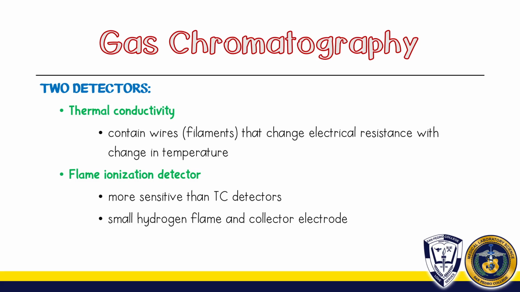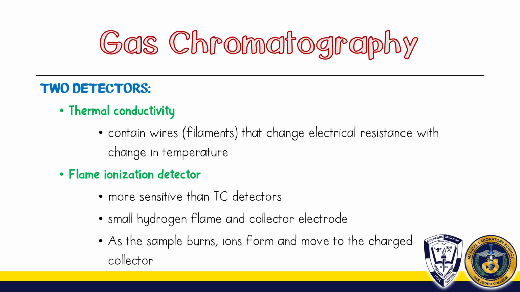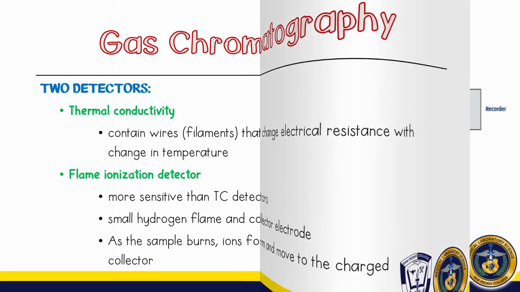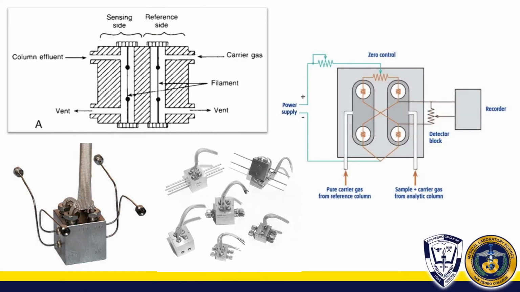And what is used here in your FID is a small hydrogen flame, and there should be a collector electrode present, where, as the name says, the vaporized molecules are collected. Now, as the sample burns, ions form and then move to your charged collector. So to further explain thermal conductivity and flame ionization detector, kindly look at this image. This is your thermal conductivity detector.